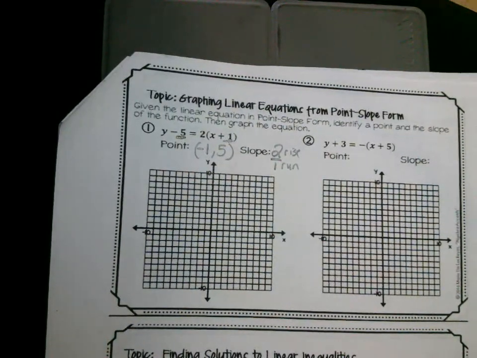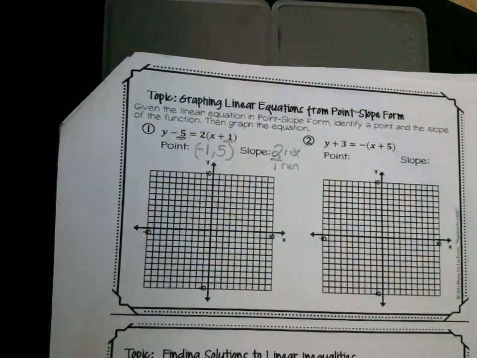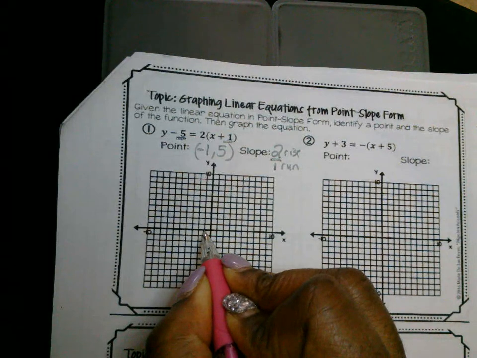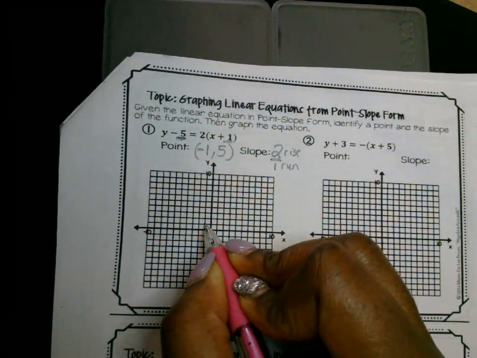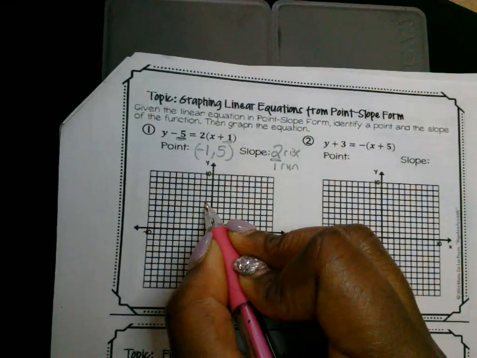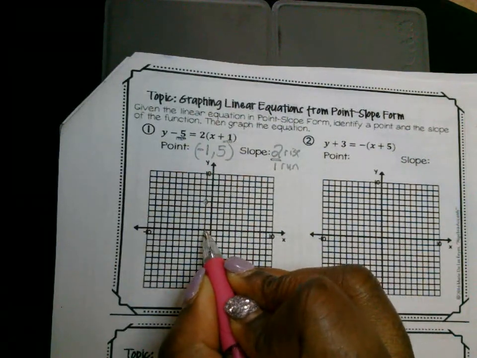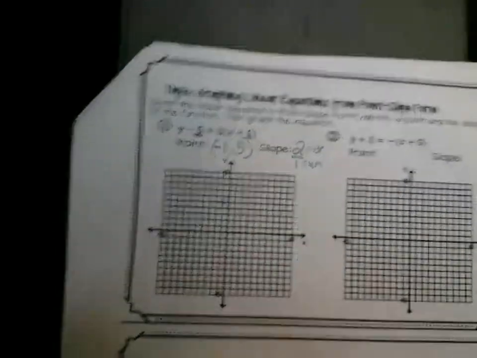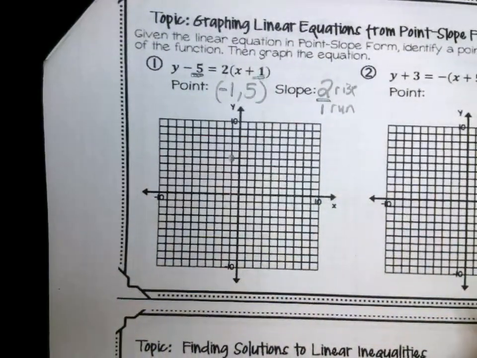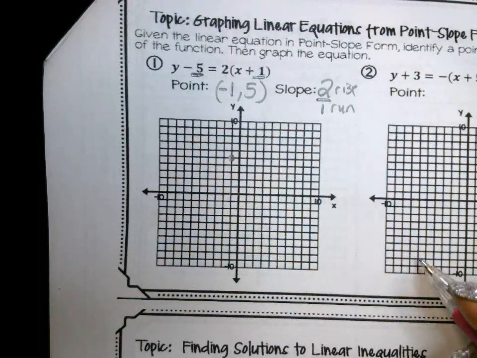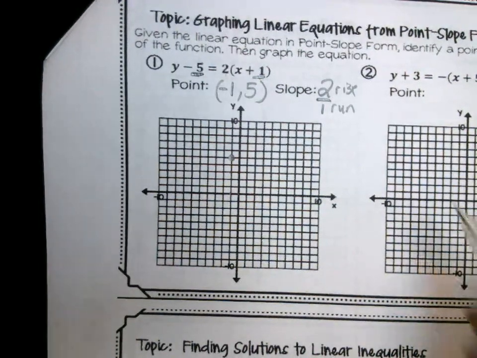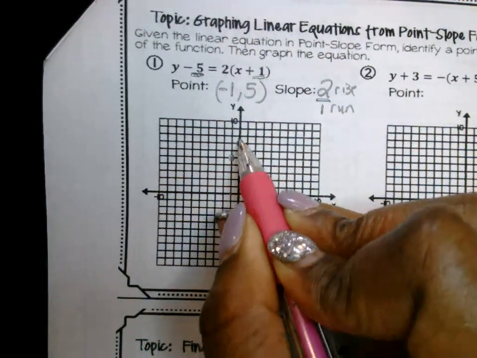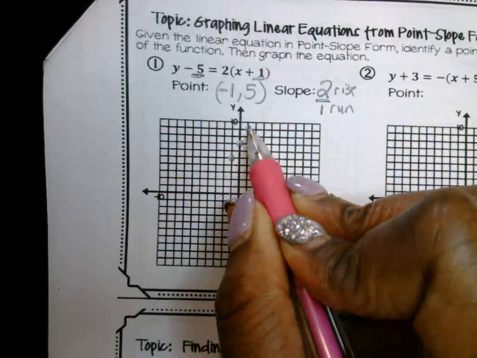All right, so now let's graph the point. Okay, start at the origin. -1 is over to the left one time. +5 is up 1, 2, 3, 4, 5. Any questions about how to graph that? Your slope is 2. That's rise 2, run 1. So go up 1, 2 over 1. Up 1, 2 over 1.